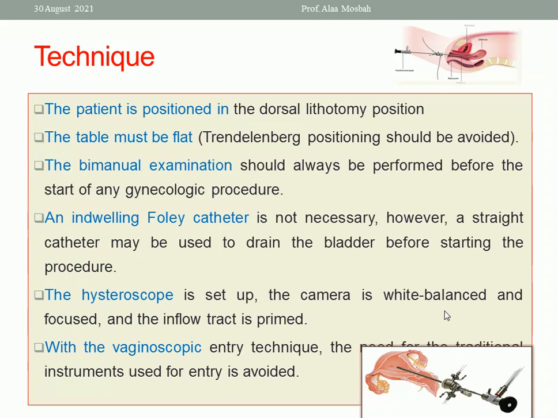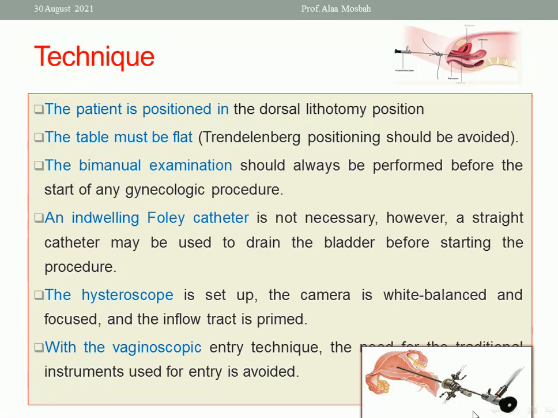What about the technique of hysteroscopy? The patient is positioned in dorsal lithotomy position. Avoid Trendelenburg position. Remember that. The table should be flat. Do a bimanual examination routinely to feel the uterus, the adnexa, and so on for any abnormalities. You can evacuate the bladder using a metal catheter. A Foley catheter is not needed.